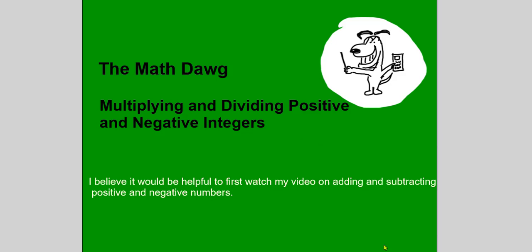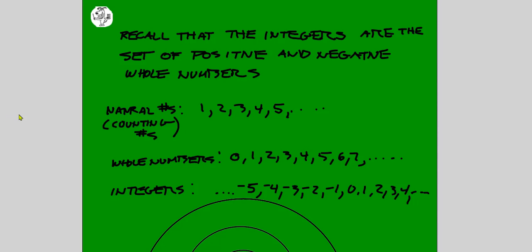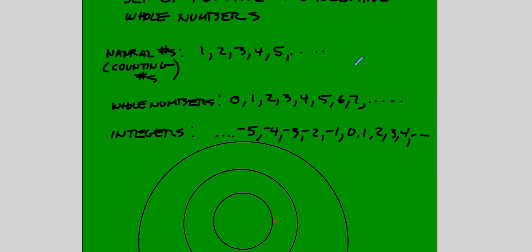So let's get started. I'm going to start by talking about integers. Recall that the integers are the set of positive and negative whole numbers. So let's look at some simple sets of numbers. We have first, the smallest set of numbers is the natural numbers. They're often called the counting numbers, starting with 1, 2, 3, 4, 5, etc., on up. The whole numbers are simply the natural numbers plus you add 0. So 0, 1, 2, 3, 4, 5, 6, 7.